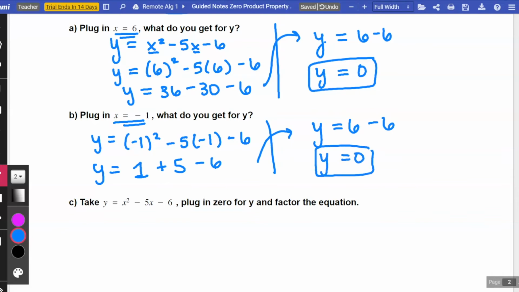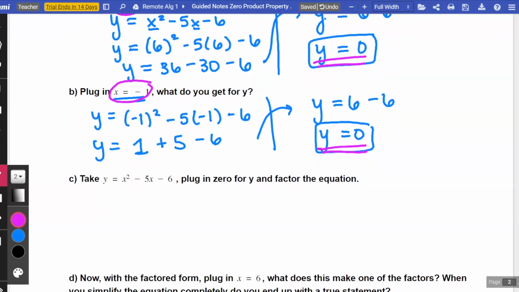Interesting. So the x values, x equals 6 and x equals negative 1, both made this equation 0. We're going to talk about why that's so interesting even further in depth later on throughout this unit.